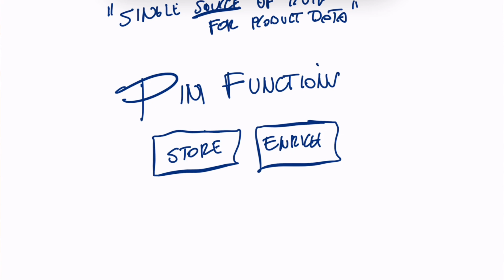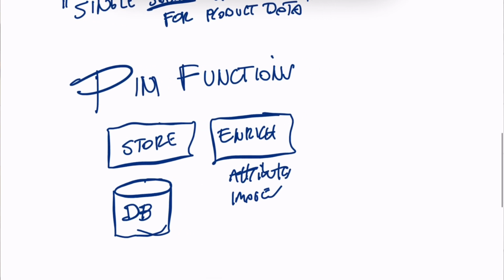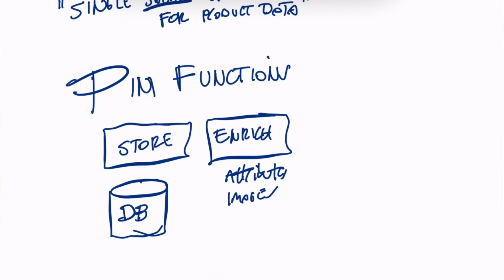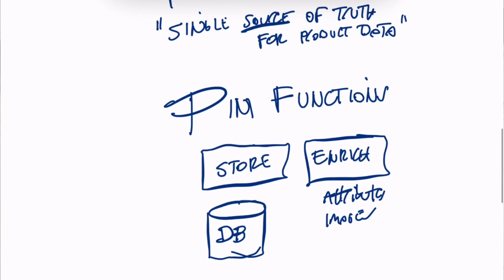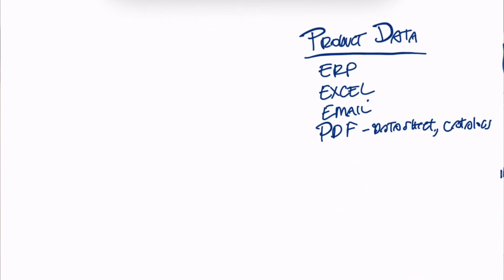So it's about attributes, images, and then storage is just a place to keep it. We can call that by a kind of typical picture of a database, right? So store and enrich. Now, PIM data, though, I want to keep some notes here on the side as well. And keep some notes.